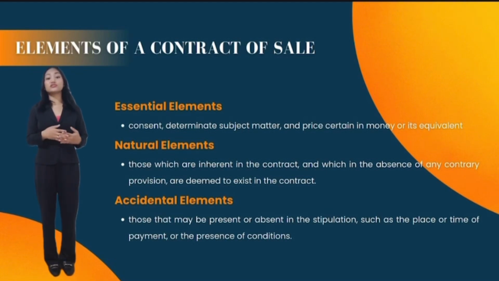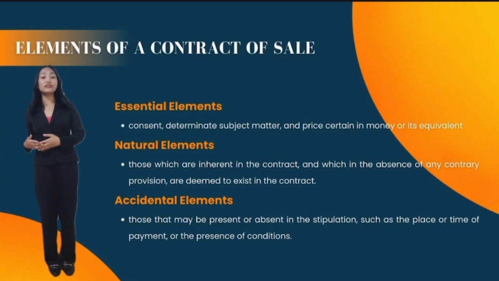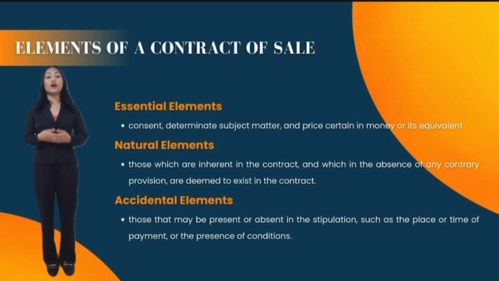Apart from this, contracts of sale may also include natural and accidental elements. Natural elements are those that are inherent in the contract and are presumed to exist unless expressly excluded by the parties. An example would be the obligation of the seller to warrant the thing sold. On the other hand, accidental elements are those that the parties may or may not include depending on their agreement, such as the place or time of the payment or the imposition of a condition.